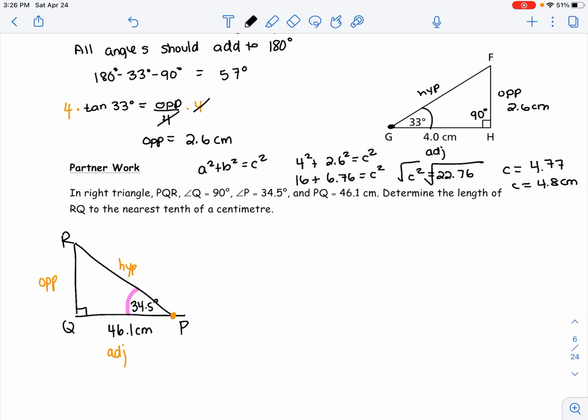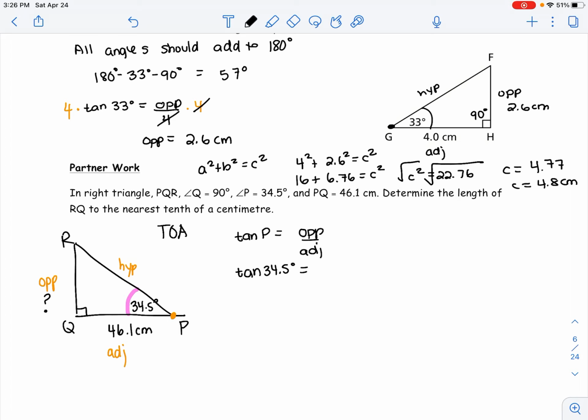Okay, so step one, let's write our tan ratio. They do want us to determine the length of RQ. So our missing side is our opposite side, so I'm going to put a little question mark there. What we can also do is just leave it as OPP when we fill it into the equation. So tan of P, which is our angle that we're going to be looking from, is always equal to our opposite side over our adjacent side. So remember TOA, opposite over adjacent.